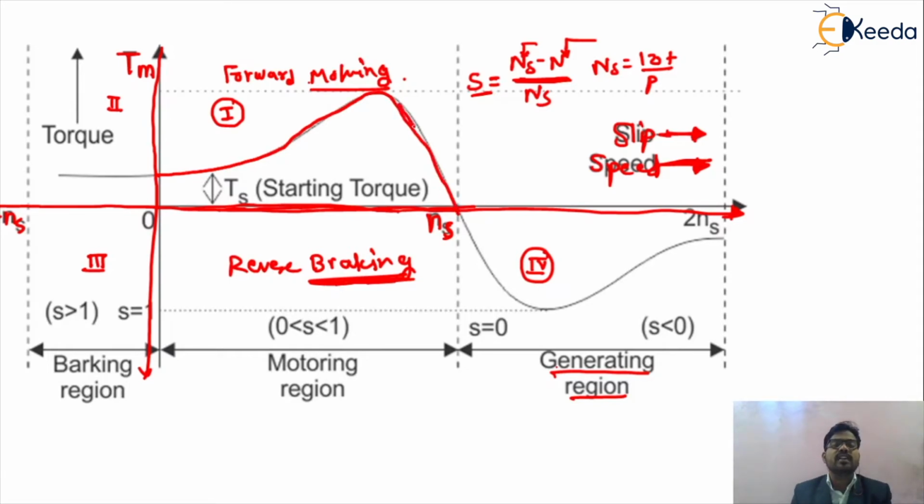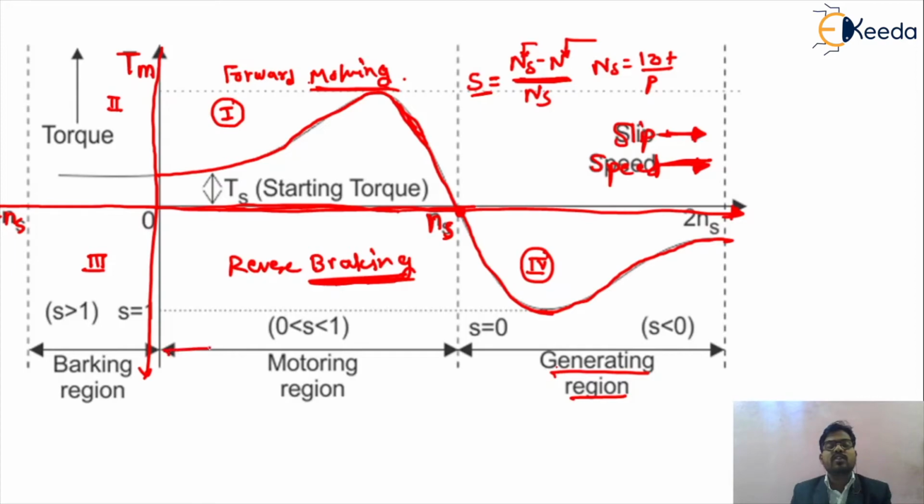Basically, this will be the torque speed curve of the forward motoring operation, and after this point of synchronous speed, we call it ns equal to 120 f upon p, the motor will now be operated in the fourth quadrant. So what is the fourth quadrant? Reverse braking, which means this motor now works as a generator.